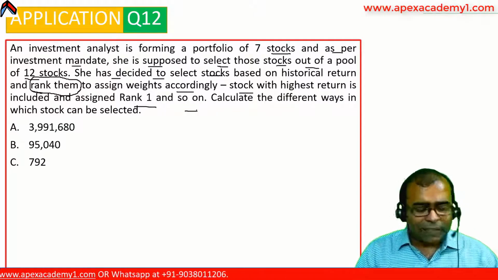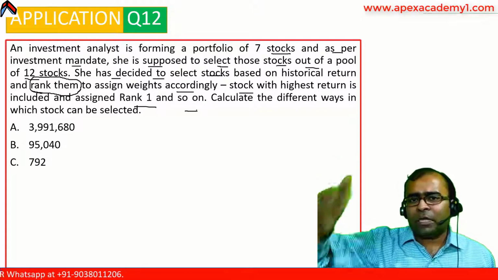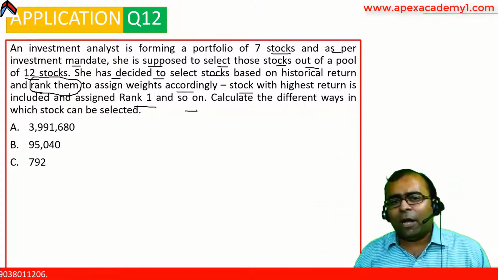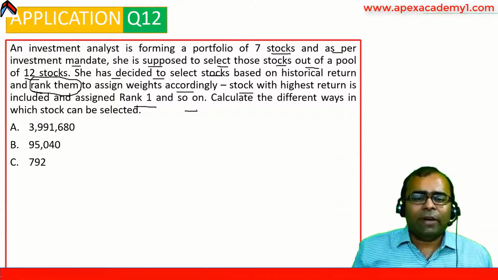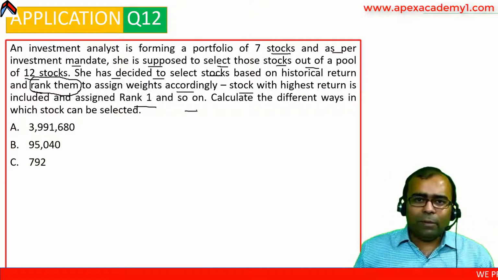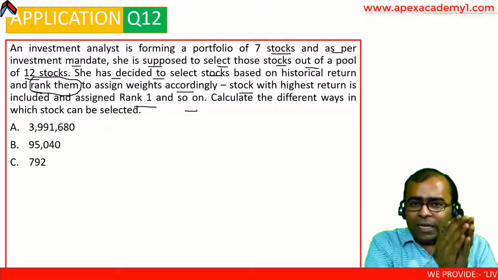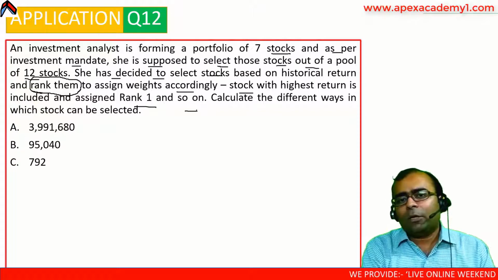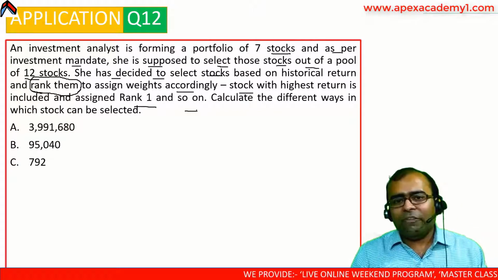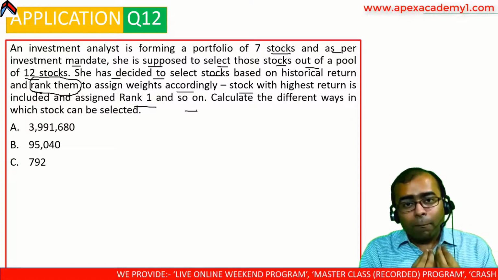Here it has specifically been mentioned that the stock with the highest return will be assigned a rank of 1 and will be given a higher weightage, followed by stock 2. So there will be ranking. That means placement is very very important and plays a crucial role. That means we will have to apply the formula of permutation.